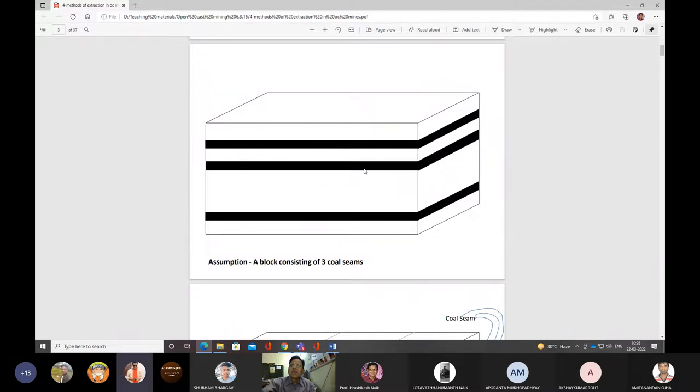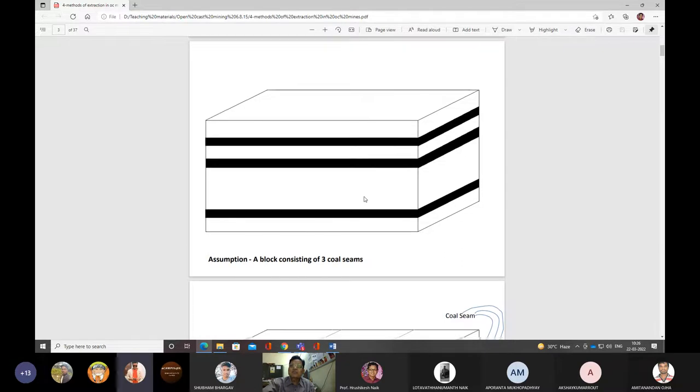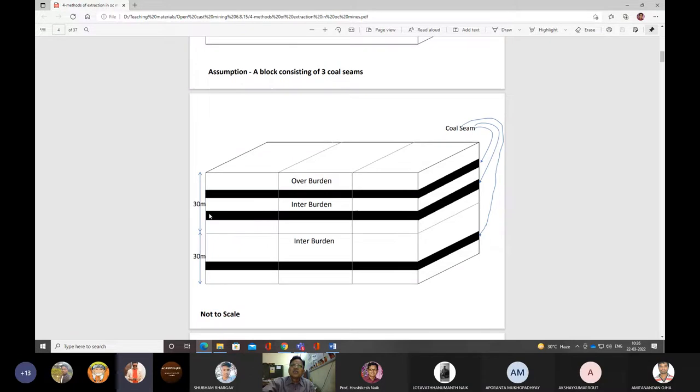In between the middle coal seam and the bottom coal seam, a huge amount of overburden material, waste material, is also there. So this is 30 meter, this is 30 meter. So this is the overburden. The waste rock which is lying above the coal seam is called your overburden. And in between two coal seams, the overburden which lies between two coal seams is the interburden. This is the interburden between the two coal seams.